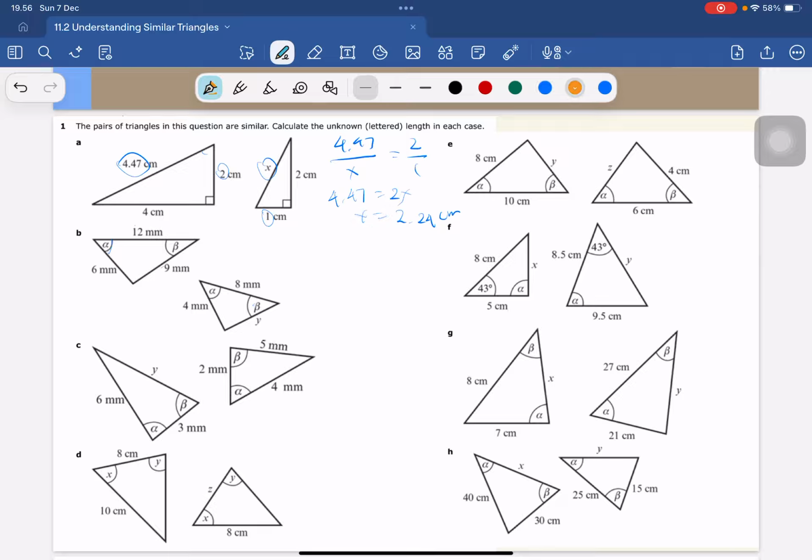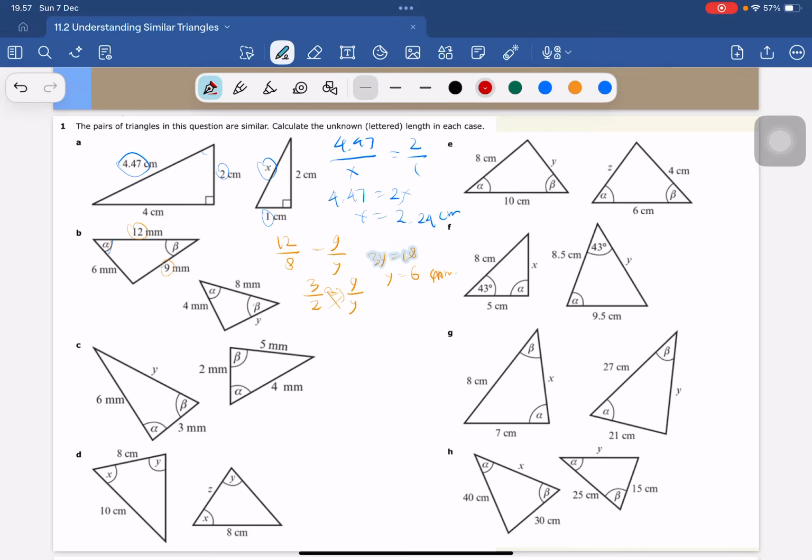Next question. Okay, look at it. Between a and b, we got 12. So let's write 12 over a. This equal to 9 over y. So we could simplify the left side by dividing by 4. So it's going to be 3 over 2 equal to 9 over y. So cross multiply, 3y equal to 18. So y equal to, we divide by 3 on both sides, so y equal to 6 millimeters.